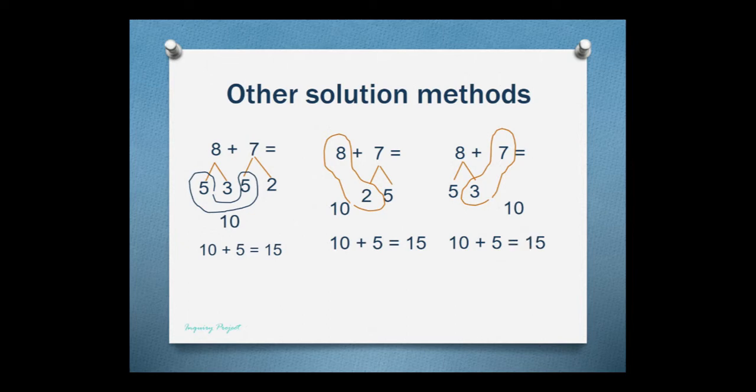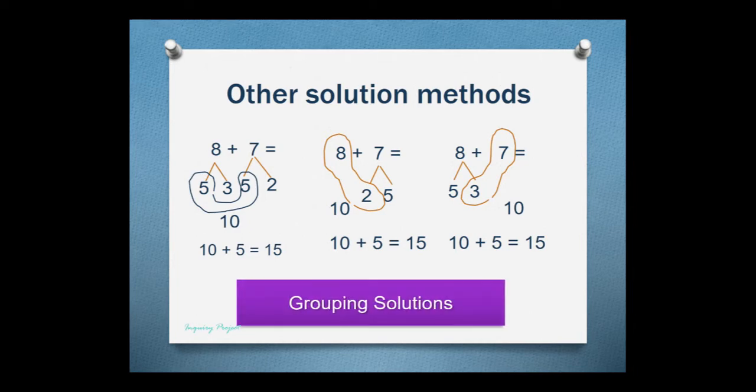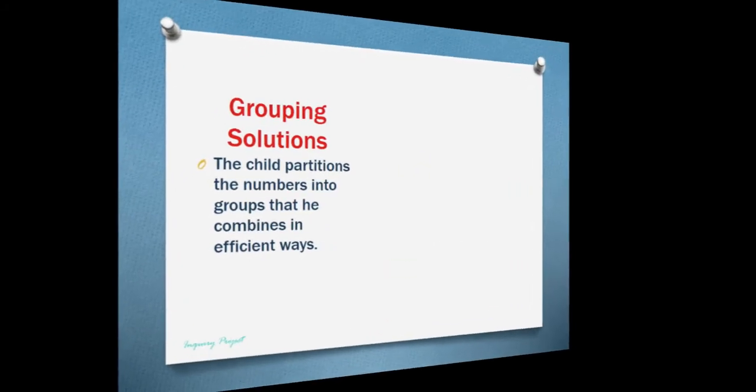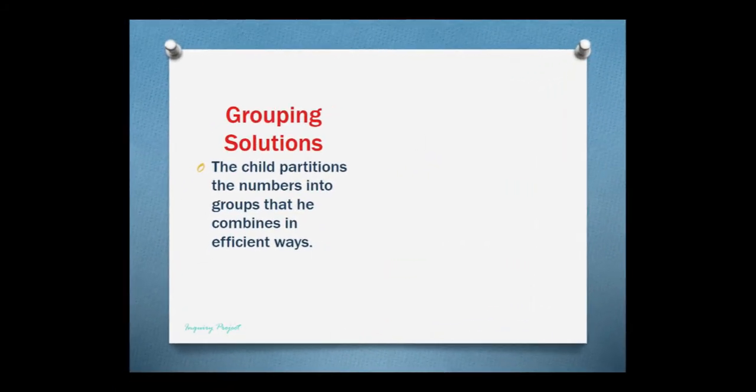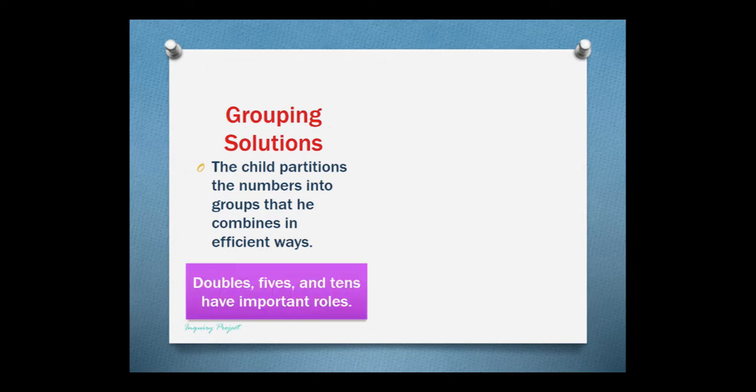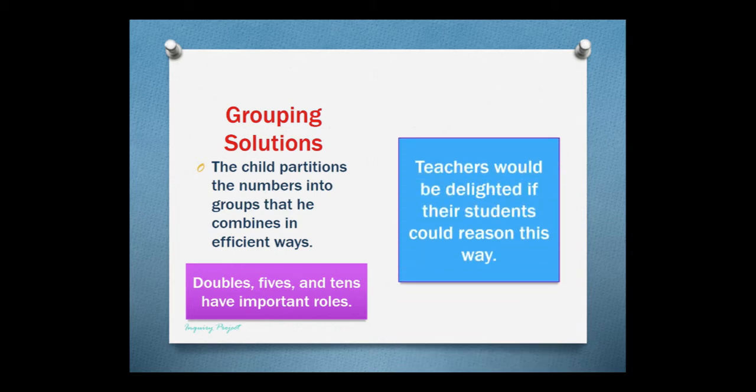These solutions are really efficient also, and they really reveal a considerable flexibility in working with numbers. These solutions are what we call grouping solutions. So what do we mean by a grouping solution? The child partitions the number into groups, and then he combines them in efficient ways. If you look at the solutions we have just shown you in the previous slide, doubles, 5s, and 10s played important roles. Teachers invariably agree that they would be delighted if their students could reason in these efficient ways.